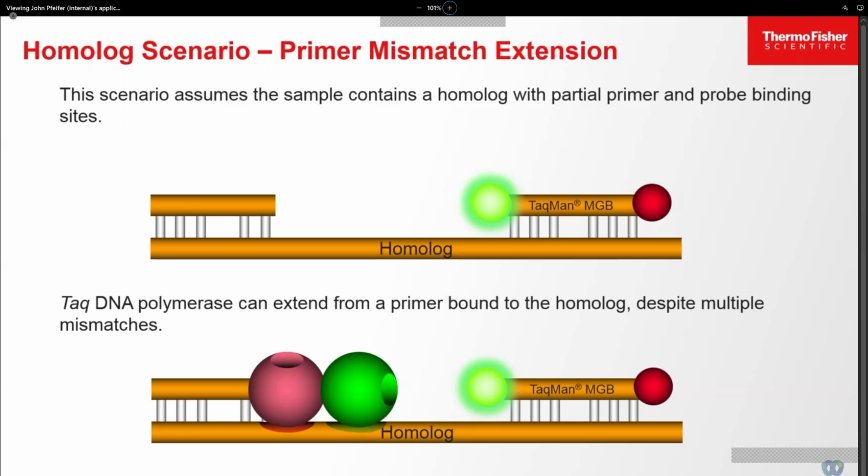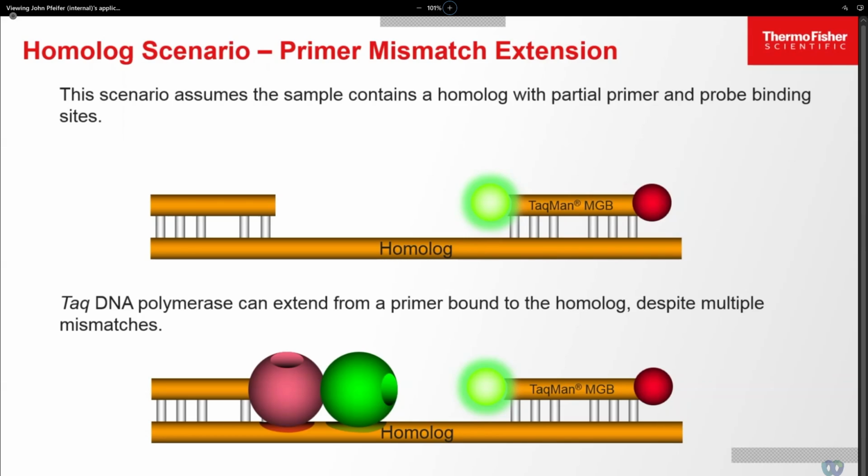Now, Taq is a pretty fast polymerase. So if, let's say, I'll just pick a number, let's say there were 6 base mismatches in the primer binding site, Taq could extend 6 bases in just a fraction of a second. At that point, the primer is now bound to the homolog just as stably as if it had been bound to target. So at that point, there's nothing to stop Taq from completing synthesis of the homolog.